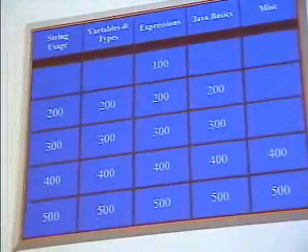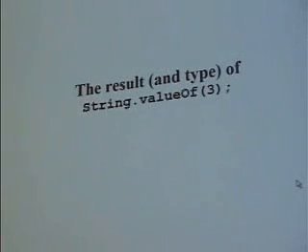Miscellaneous 400. The result and type of string.value of 3. So they get a chance first. What is int? What's an int? I'm sorry, that's incorrect. He said, what is an int? How many are we using? 400. I'm confused. What is the type of int and result of 3? I'm sorry, that's incorrect also.